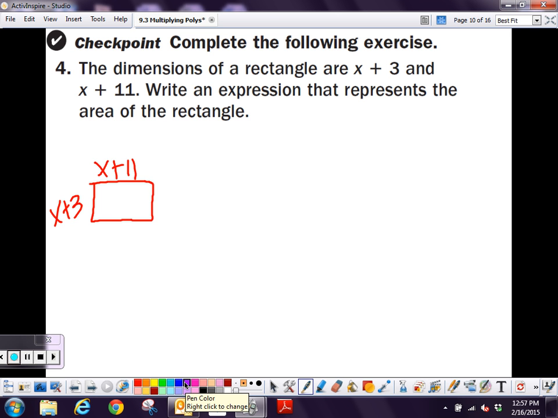Okay, we understand what we're doing. We should already have this answer. So length times width, so x plus 11 times x plus 3. Now sometimes you will be asked to FOIL that out, but for right now we're just going to set it up.